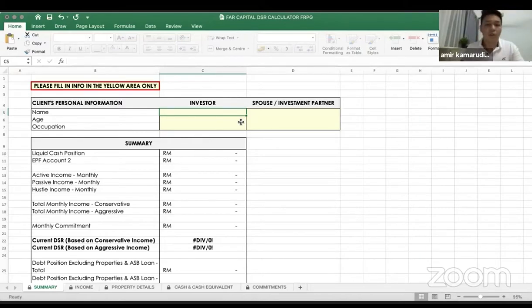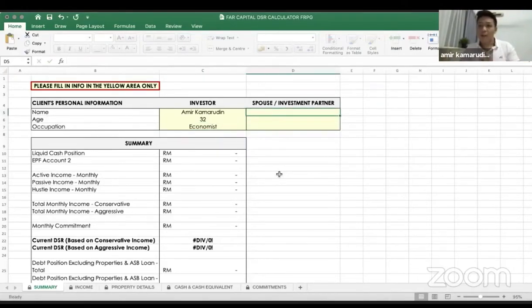So for the first page ni is quite simple. You letak nama investor. I just gonna put my name here. And letak umur berapa? 32, bukan umur sebenar. Occupation, dulu macam nak jadi ahli ekonomi kan. So letak economist. Cerita tu yang kerja kat Bank Negara sekejap.